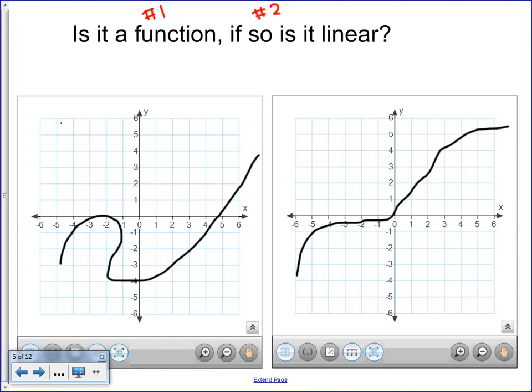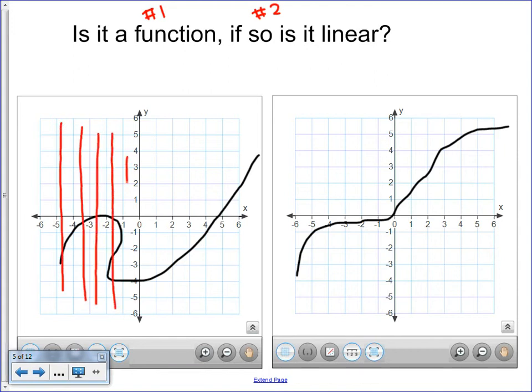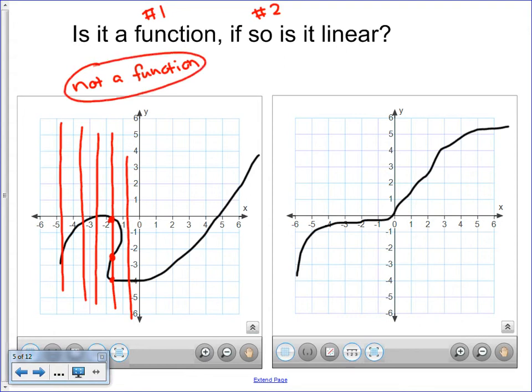So if you look at the first graph here, the first question is, is it a function? We have to go back to the vertical line test. Is there any line that I can draw that goes through more than one spot? And you notice that this line right here actually goes through 3 spots on that graph. So this one is not a function. If it's not even a function, it can't even be linear. So that's really all we can say on that one. If it is a function, we have to determine if it's linear. The first one's not, so we don't have to worry about it.